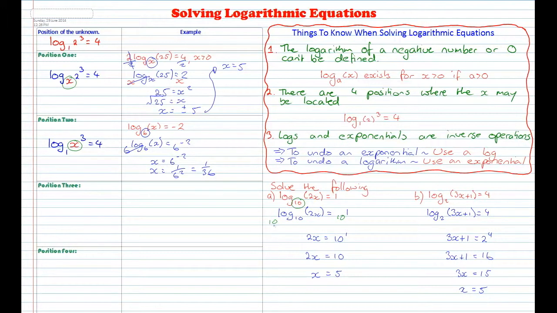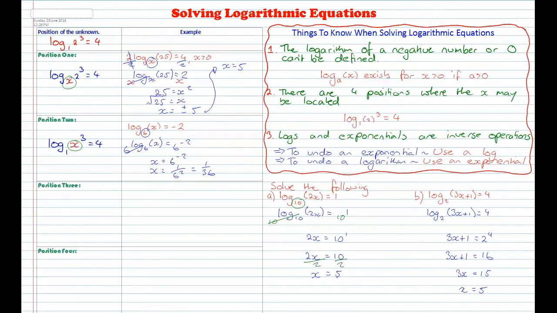Now when you've got a 10 as a base for an exponential and log base 10, we can cross that out like so, leaving us with 2x is equal to 10 to the power of 1, as you can see here. Now 10 to the power of 1 is 10, so you're left with 2x is equal to 10, and when you divide both sides by 2, like so, what you get is x is equal to 5.